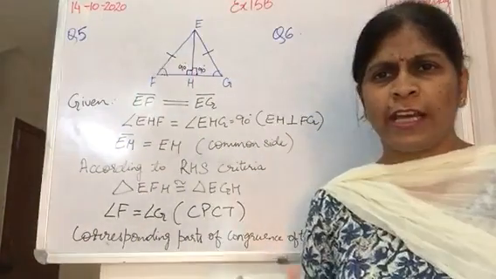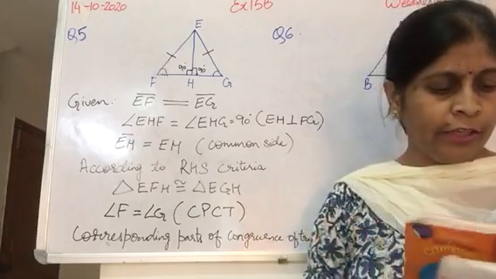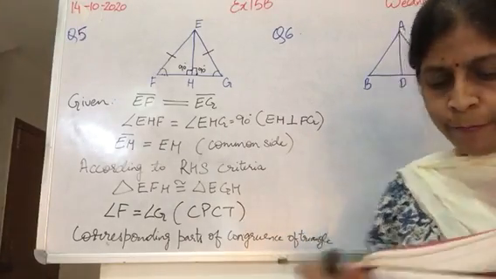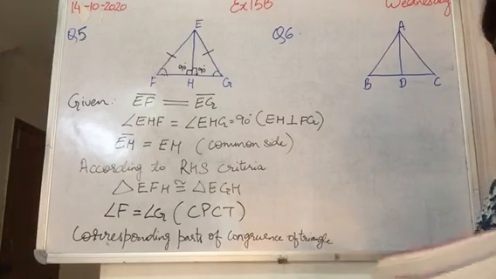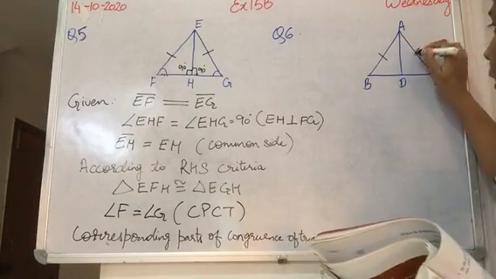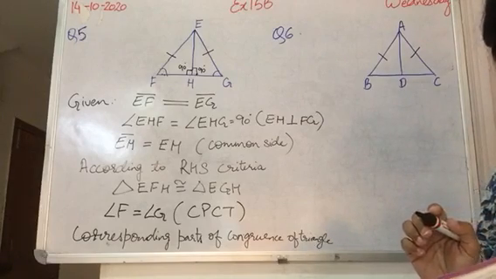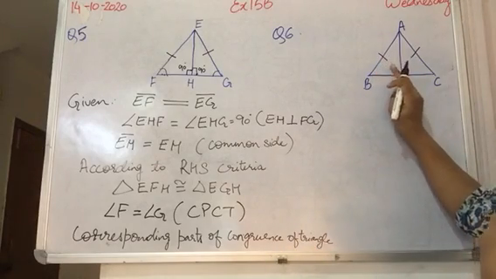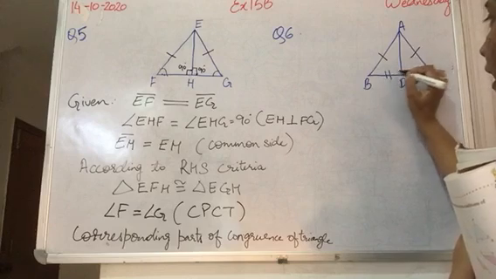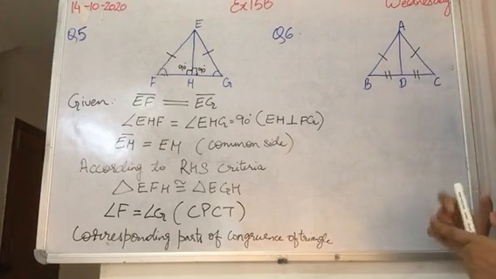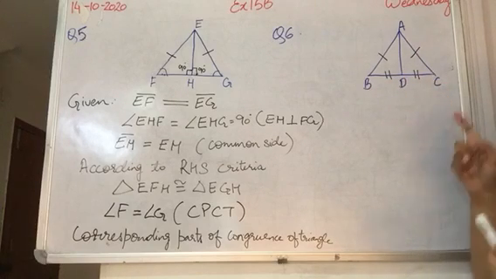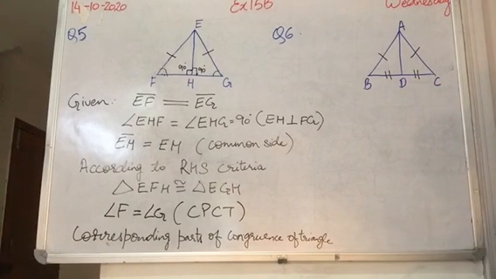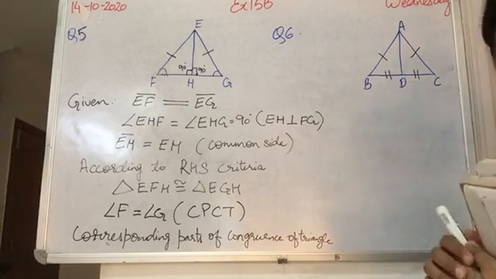The sixth question says that in the given figure, I have already drawn the figure, question 6, AB is equal to AC. This side is equal to this side. BD equal to DC. I have already drawn one single symbol, so for BD I will make a different symbol. Yes, AB equal to AC, BD equal to DC. Prove that triangle ABD is congruent to triangle ACD.